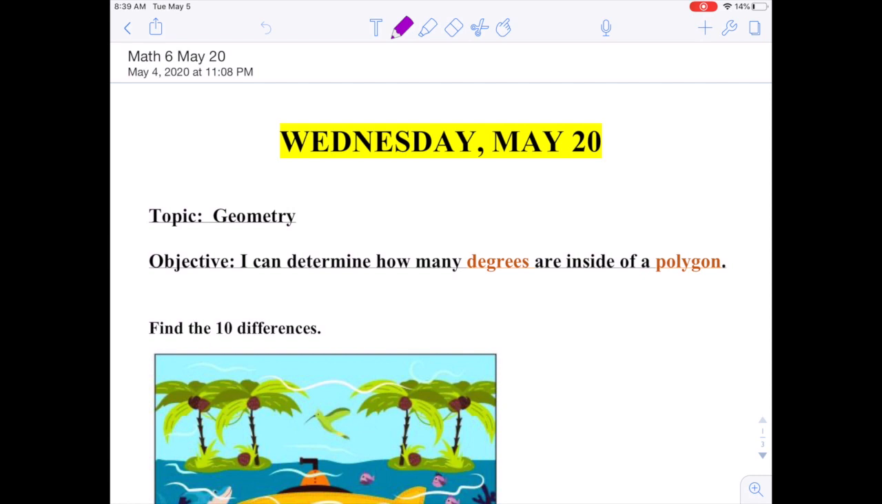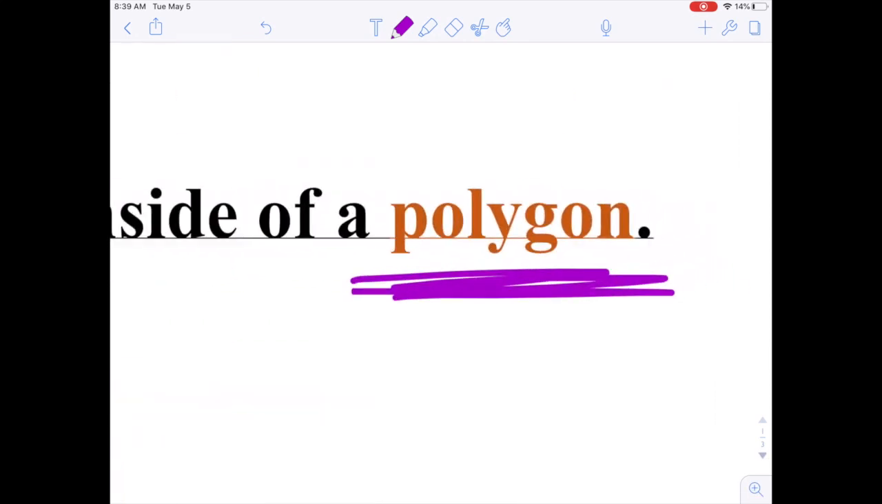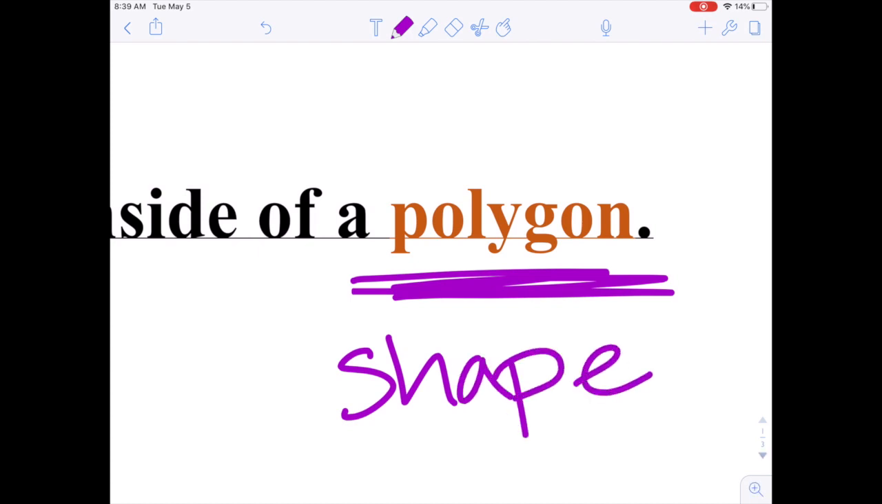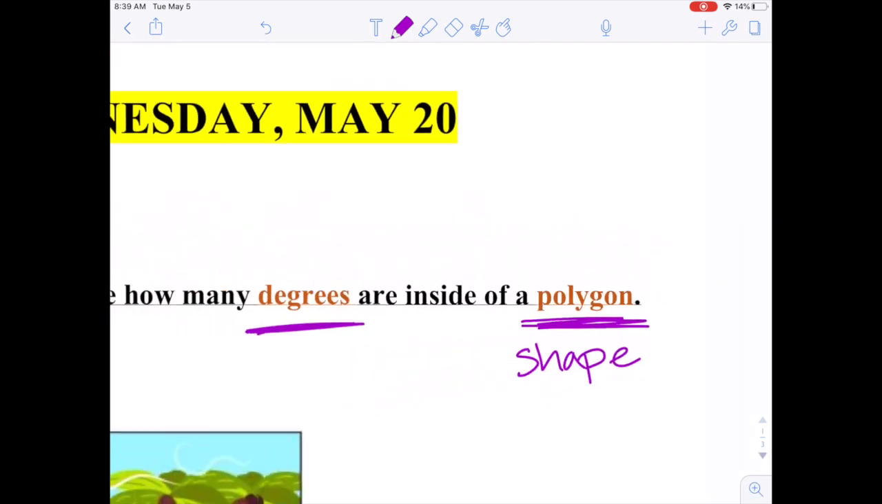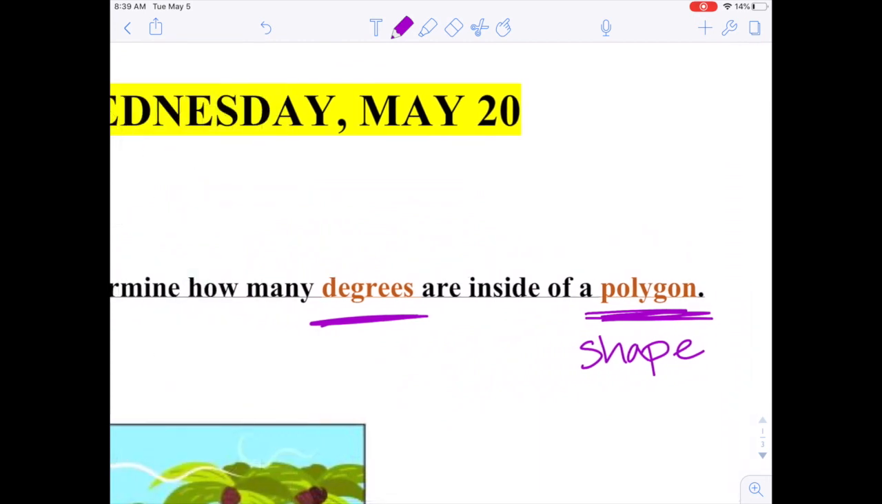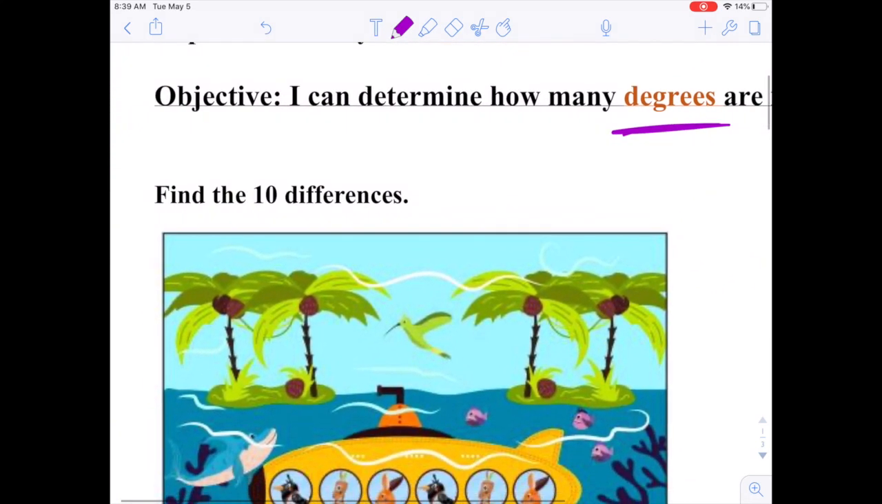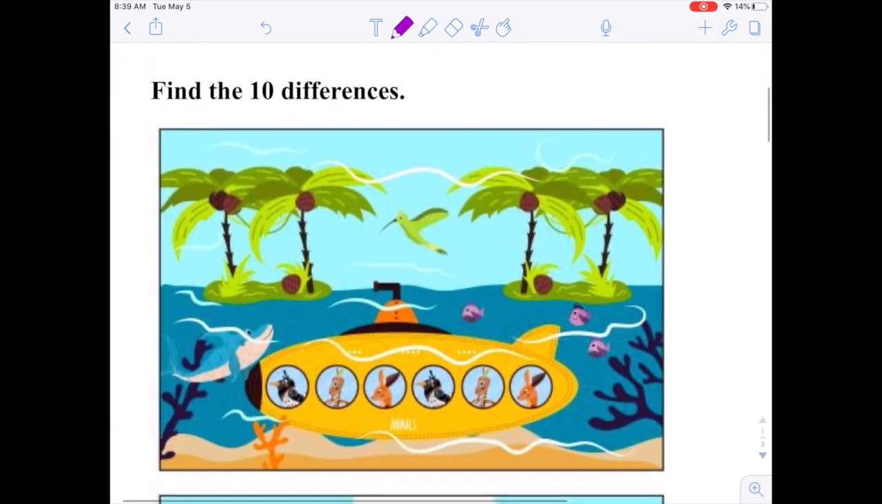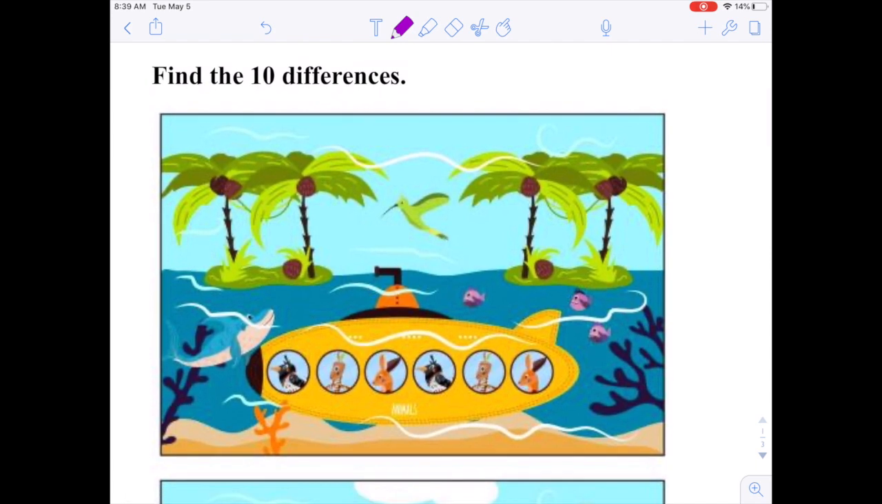Wednesday, May 20th. We are going to keep going with geometry this week. We are going to try to find out how many degrees are inside of a polygon. And a polygon in math is just another word for shape. So we're going to look at some different shapes and figure out how many degrees are inside of a polygon. We're going to use some of the information we learned on Monday, information we learned about triangles. You can pause right now and find your 10 differences if you'd like.